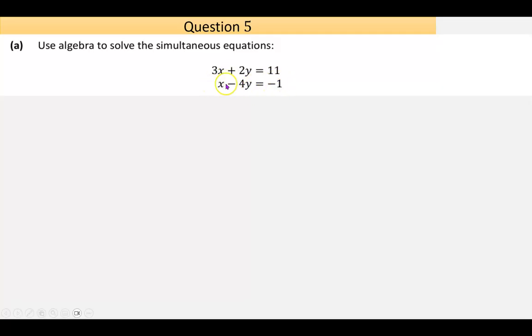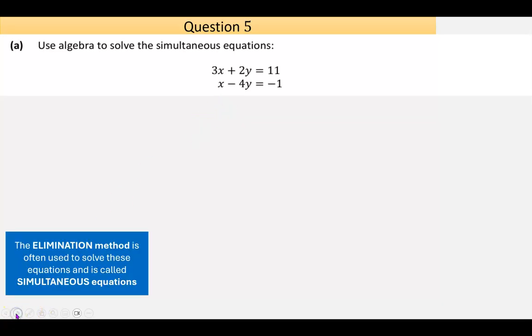Now, if I ignore the bottom equation and just focus on the top, this equation has two unknowns. I can't solve it. You cannot solve an equation of more than one unknown. The second equation also has two unknowns, so I can't solve that. But these two equations have the same two unknowns. This is the same x value whenever we find it. This is the same y value. And we can use a trick called simultaneous equations to be able to solve that.